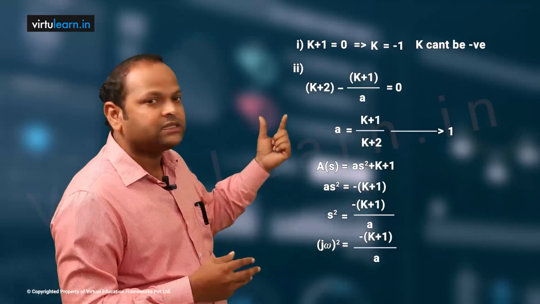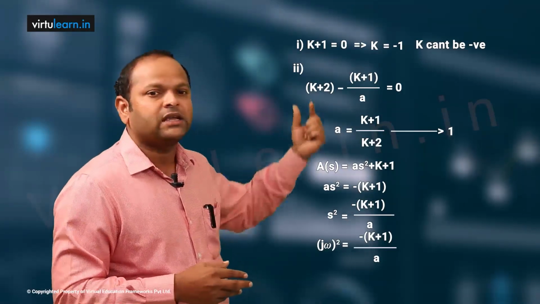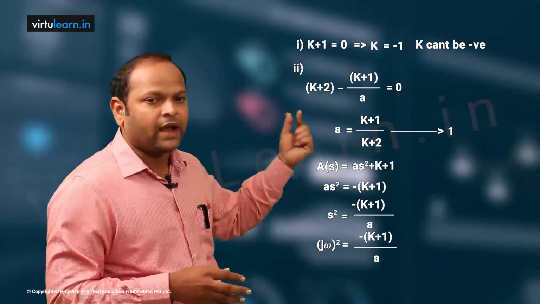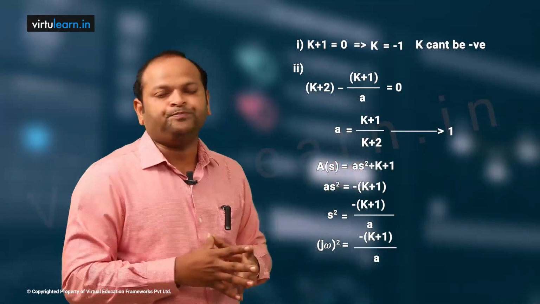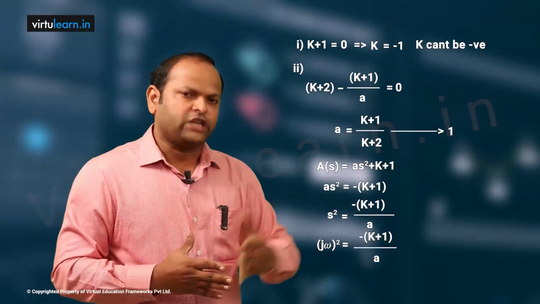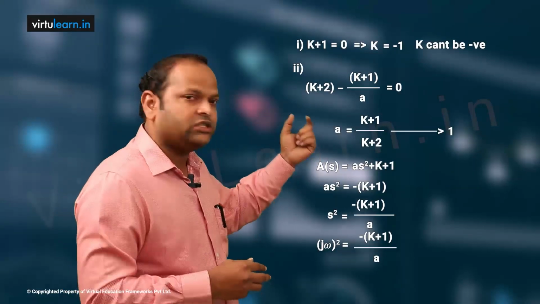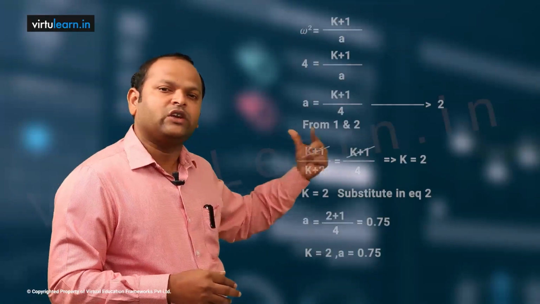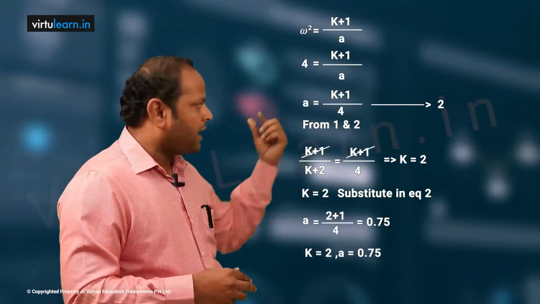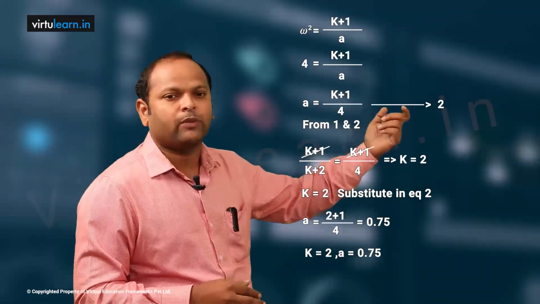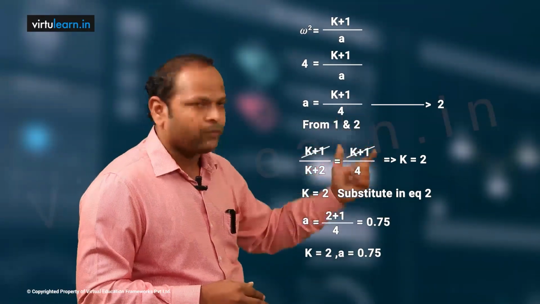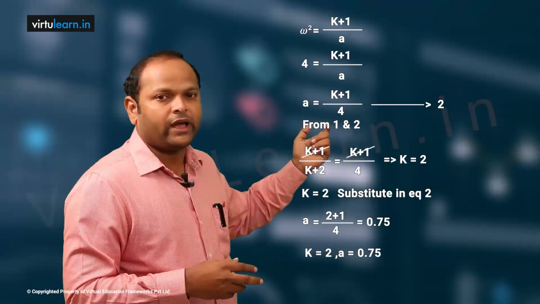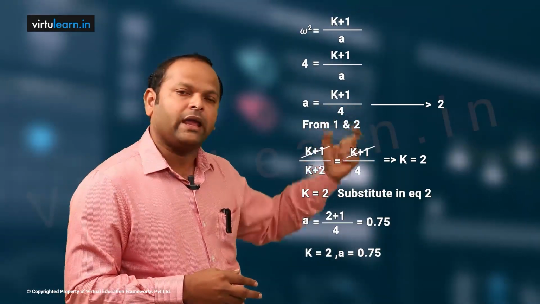Therefore, we can write A(s) as a s square plus (k plus 1) is equal to 0. Then I can write s square is equal to minus (k plus 1) by a. We know that s is equal to j omega. Let us substitute s is equal to j omega here. So (j omega) whole square is equal to minus (k plus 1) by a. We know j square is minus 1. Therefore, minus omega square is equal to minus (k plus 1) by a. We can cancel the negative sign here. Therefore, omega square is equal to (k plus 1) by a.